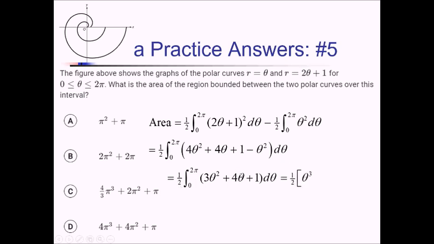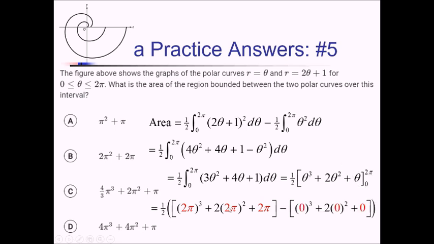Next, this bumps up to theta squared. Dividing by 2, we've got 2 theta squared. And then this plus 1 turns into a plus theta because we're differentiating with respect to theta. All of this evaluated from 0 to 2 pi. So I've got 1/2 times all this stuff with 2 pi plugged in minus all this stuff with 0 plugged in.